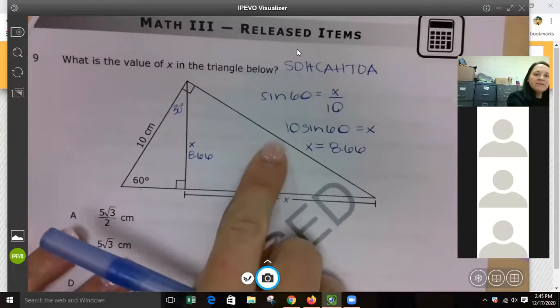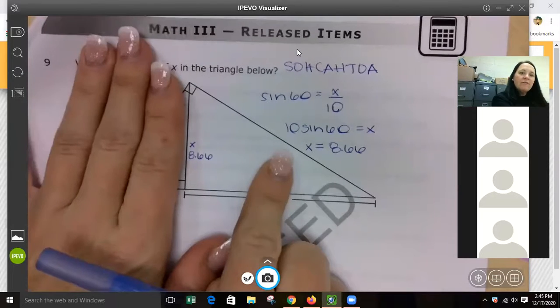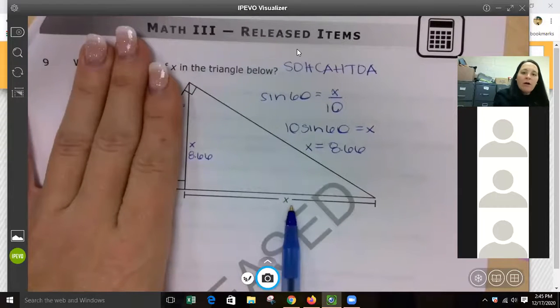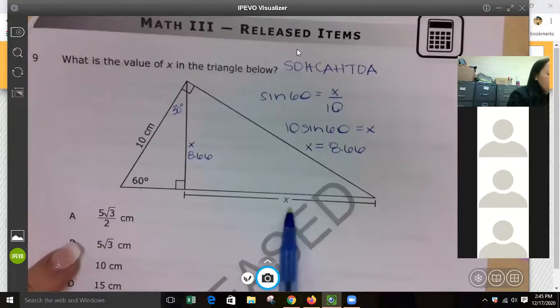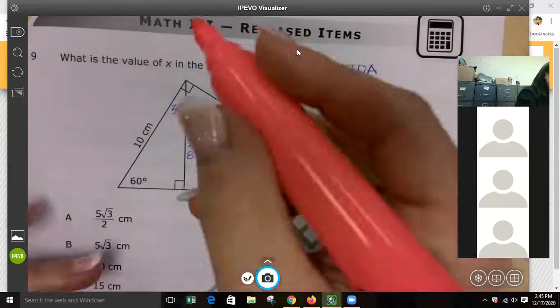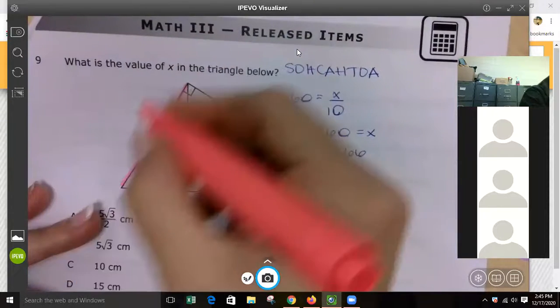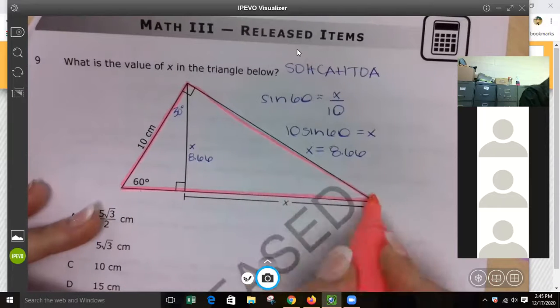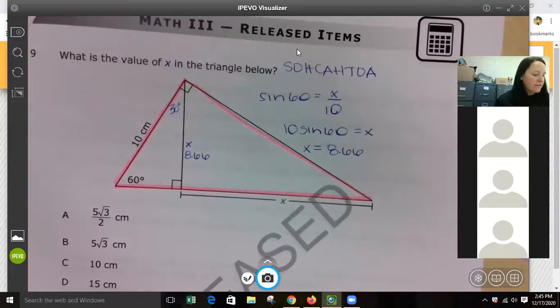Then I found this side so that I could just have a right triangle right here. So I'm going to find this side and then I'll figure out what this side is. The reason I do that, I have a highlighter, is because the 60 also works with the big triangle. So I wanted to highlight it so you could see it.